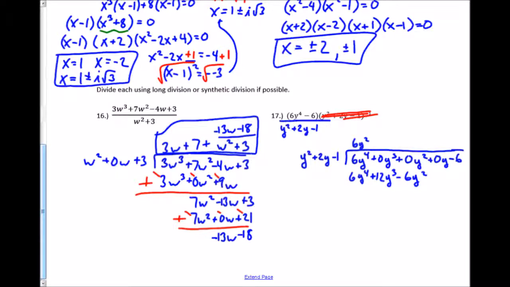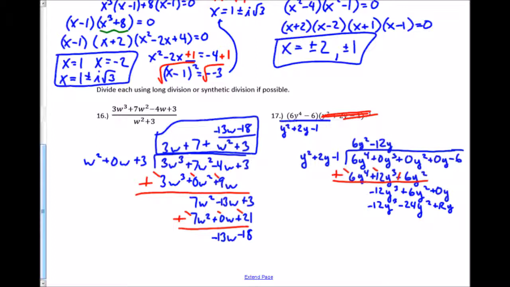And now I'm going to subtract, which once again I would rewrite as adding the opposite. When I do that, it gives me a negative 12y cubed plus 6y squared. And I would just bring down the next term, the 0y. Now I start the process over. y squared times what gives me a negative 12y cubed? It's going to be a minus 12y. And now I multiply by what's out front. That's a negative 12y cubed minus 24y squared plus 12y.